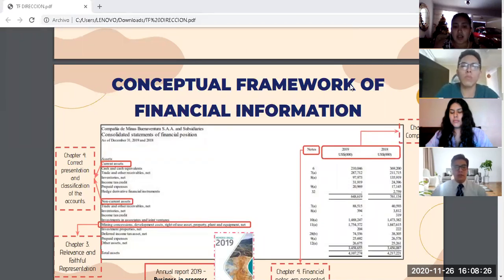Also, they have the qualitative characteristic of comparability because they do a comparison of all the financial statements in the years 2018 and 2019. On the other hand, all the financial statements were prepared under the indications of Chapter 4. For example, in this statement, it was divided into assets, liabilities and equity, and also current and non-current. Also, the same procedure was carried out for the other financial statements, but this is going to be explained later in detail by my colleague. And finally, the financial notes were completed for a better understanding of each account.